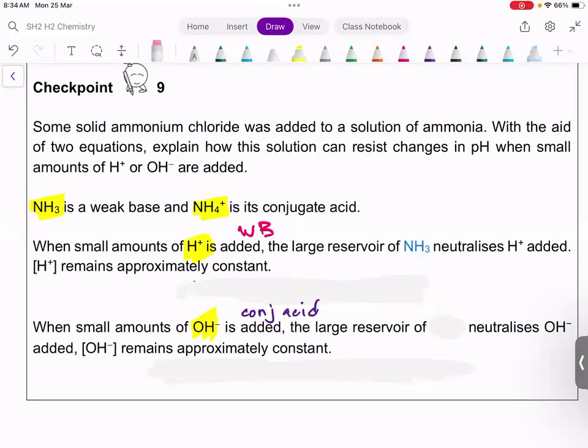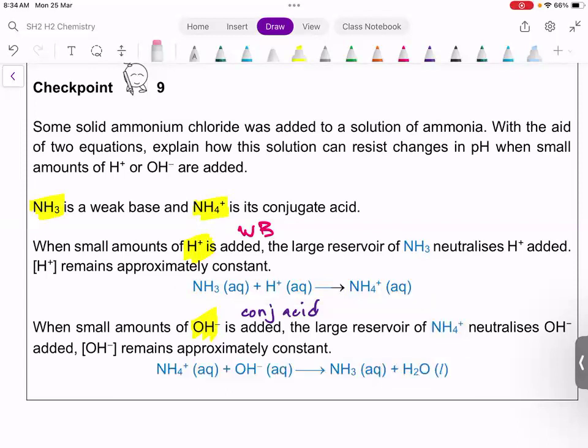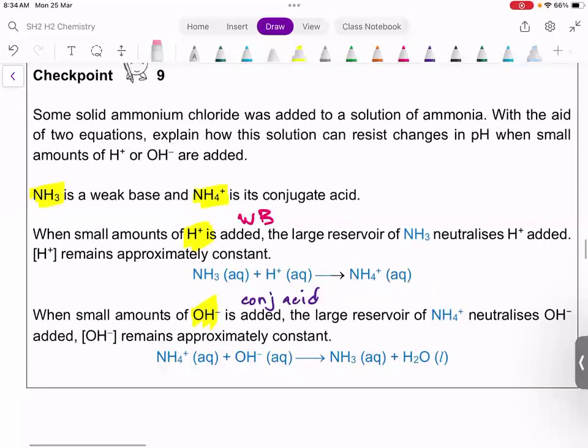So this is what you're going to see. Remember to show complete removal. Once you write a reversible arrow, zero straight away. So again, we emphasize small amount, large reservoir. Small amount, large reservoir.